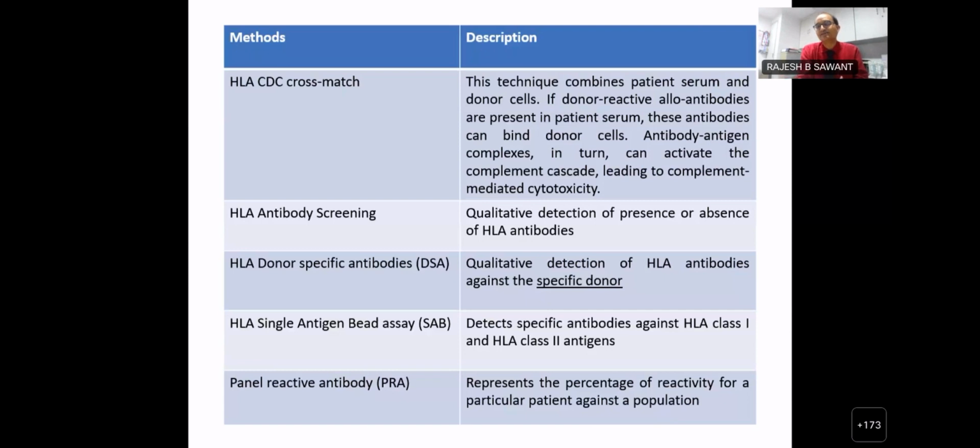So we'll come to that a little bit in detail. Then there are tests that involve HLA antibody screening, where you can have a qualitative detection of the presence or absence of various HLA class 1 and class 2 antibodies. Then there is a terminology which you will very often come across, DSA, that is donor specific HLA antibodies. So there are tests where you can qualitatively detect the HLA antibodies against any specific donor antigen, right?